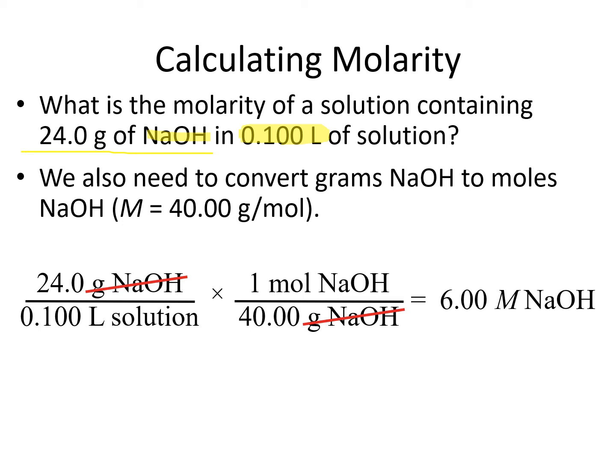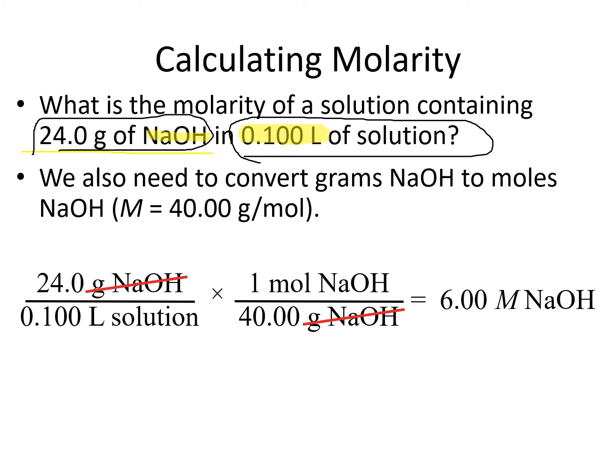Well, remember molarity, capital M, is moles over liters. So what do we need? We need the moles and we need the liters. Well, do we have the liters? Yeah, sure we do. It's 0.100. But do we have the moles? No, we don't, but we do have the grams. And so what we do is we convert grams to moles using the molar mass and then divide by the volume. And so that's what's going on here.